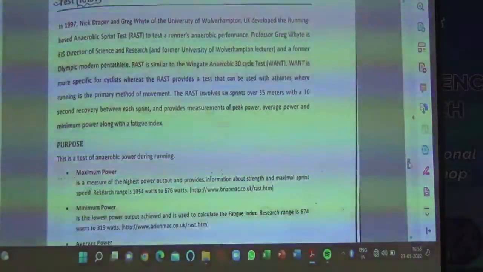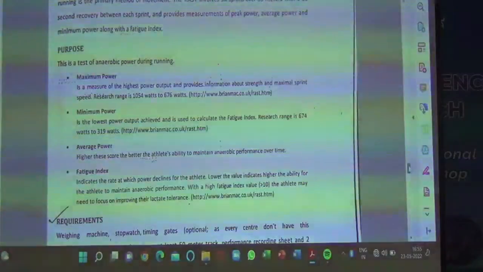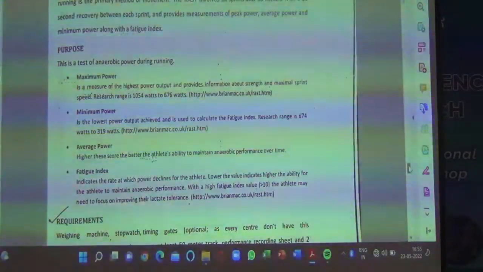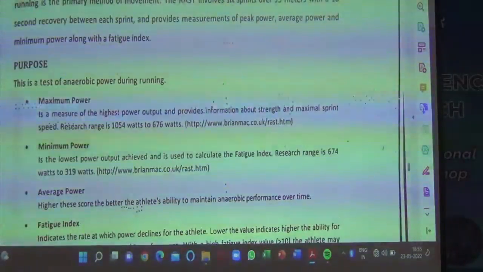I will go a little bit forward. See, these are the purposes. What about the maximum power, minimum power? It is written here very clearly, and also a link has been provided. You can check it. Okay.